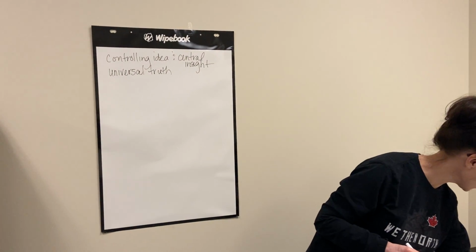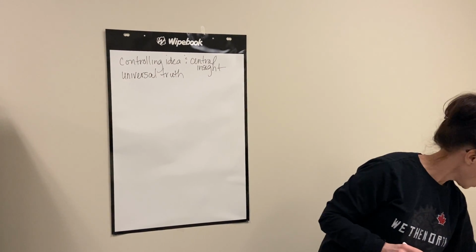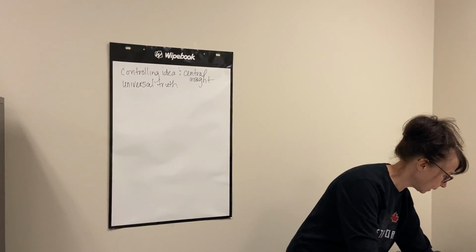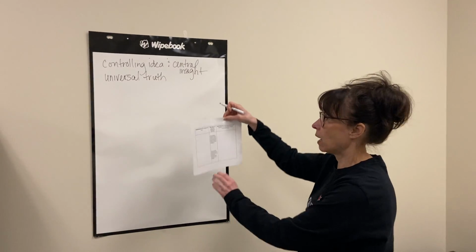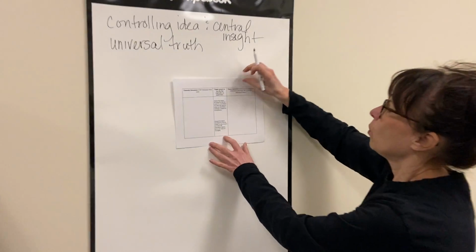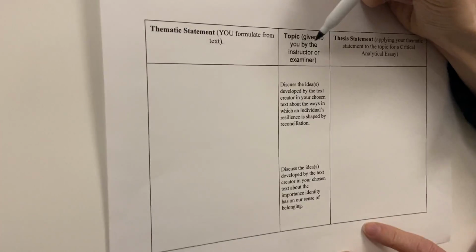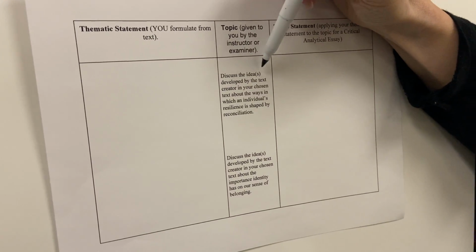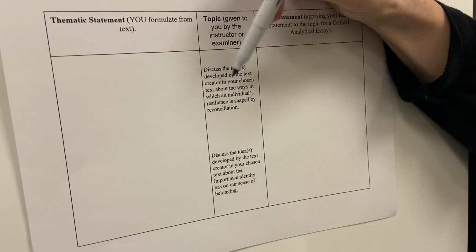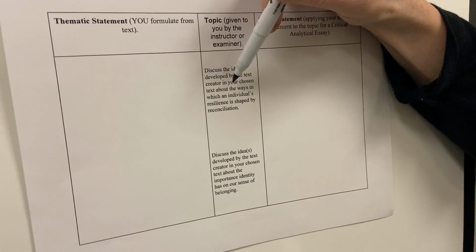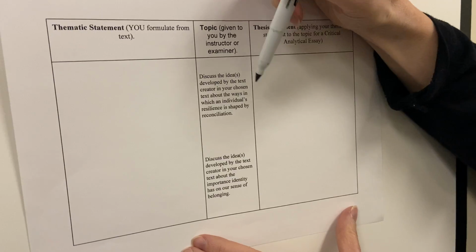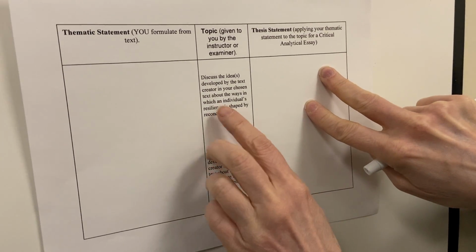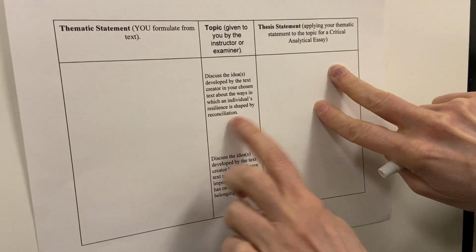You can read over this handout on your own. The best handout I have is this one that Ms. Burdess is going to share with you, where you have the topic, which is going to be given to you by the instructor or examiner. For example, and this is straight from a diploma exam: Discuss the idea developed by the text creator of your chosen text about the ways in which an individual's resilience is shaped by reconciliation. So basically, your easy peasy one-word theme is resilience shaped by reconciliation, okay?